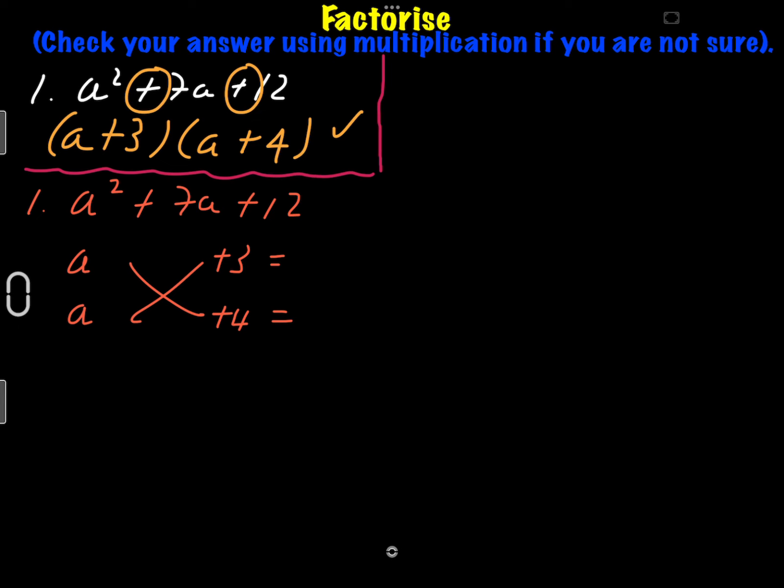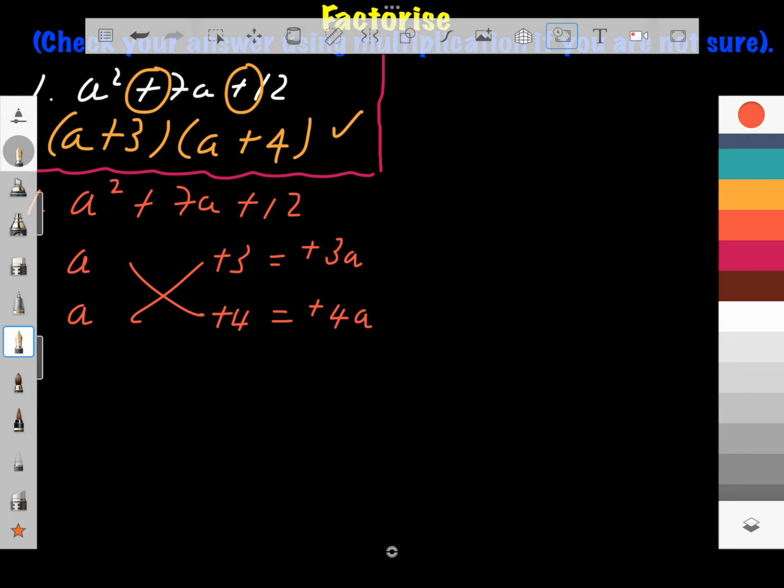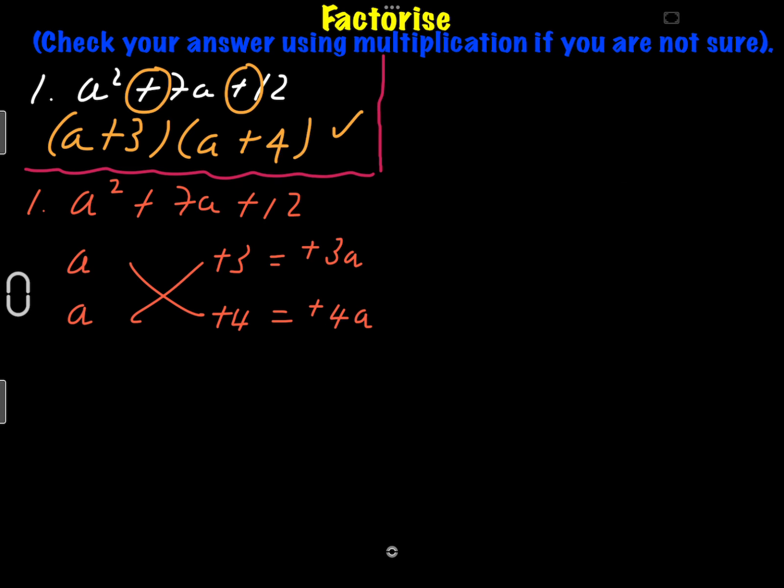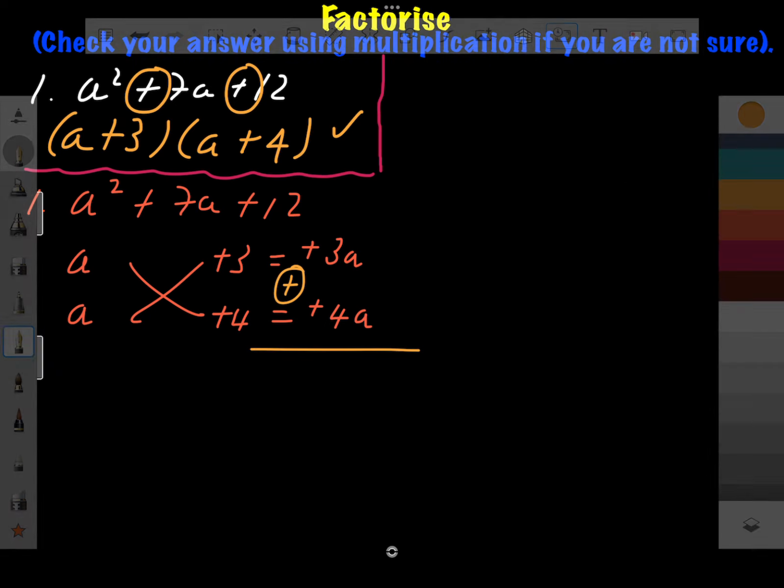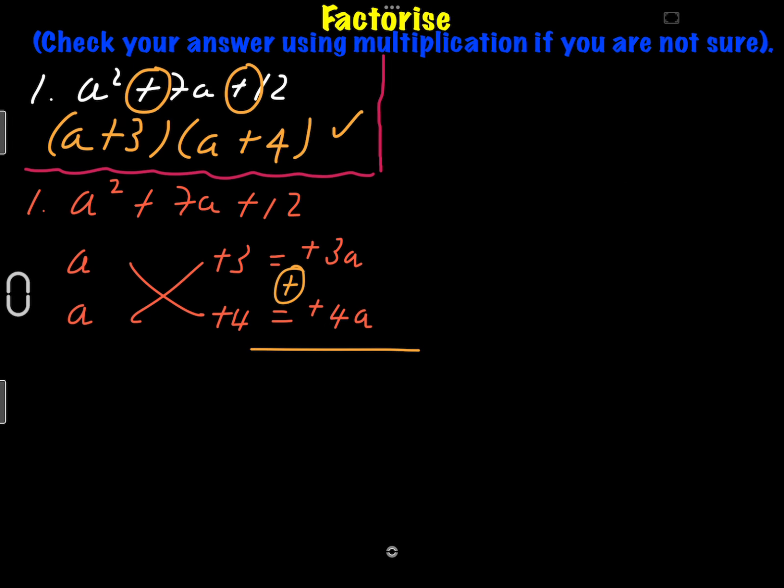In this case, a times positive 3, we have positive 3a. A times positive 4, we have positive 4a. So remember, the whole logic is to make sure that we add those two products. So by adding those, we have 3 plus 4 gives us 7a.